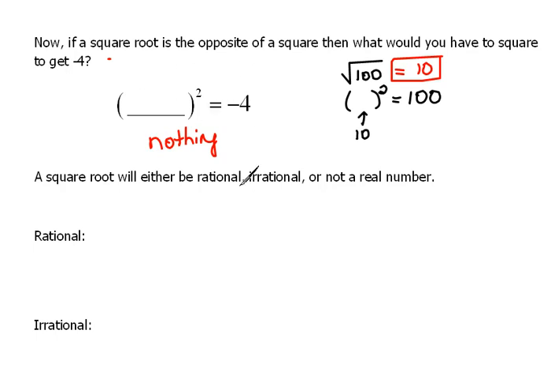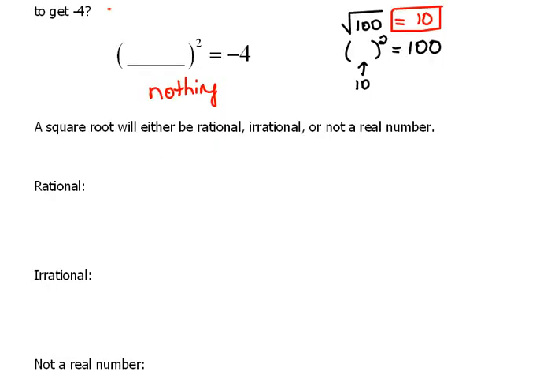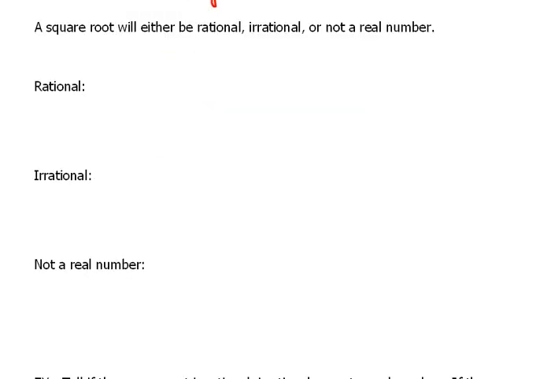Now, when we're doing square roots, you basically have three different possibilities of what your answer type can be. You can either have rational roots, irrational roots, or roots that are not real numbers.